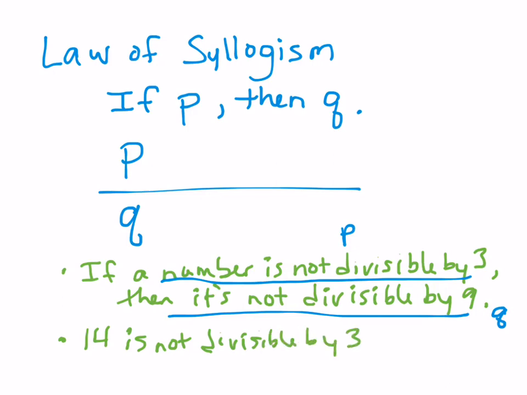So that's the P, and then what conclusion are we looking for? Well, the conclusion we're looking for would just be Q. That would be a valid conclusion. So I would want to just rephrase Q, but make it more specific to 14 rather than just a number in general. So my conclusion would be that 14 is not divisible by 9.